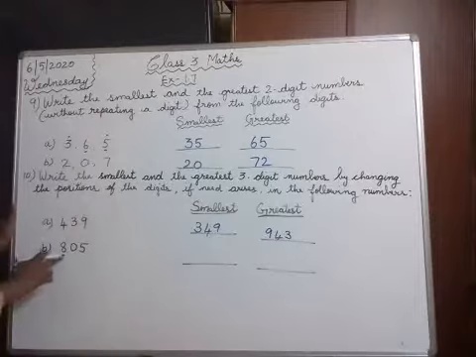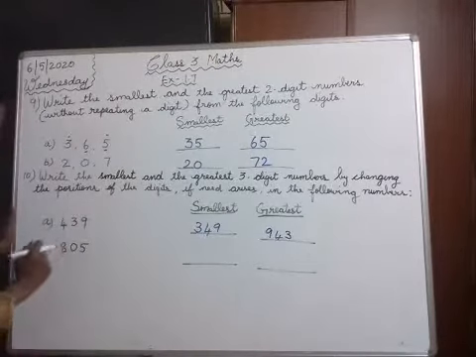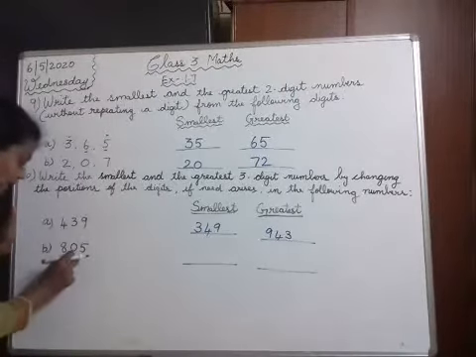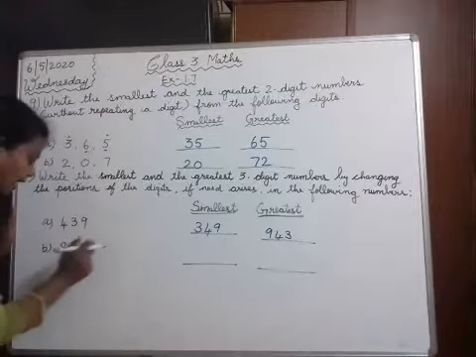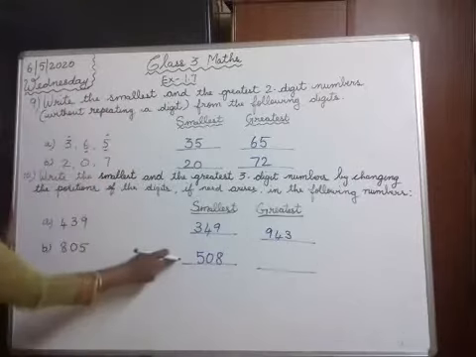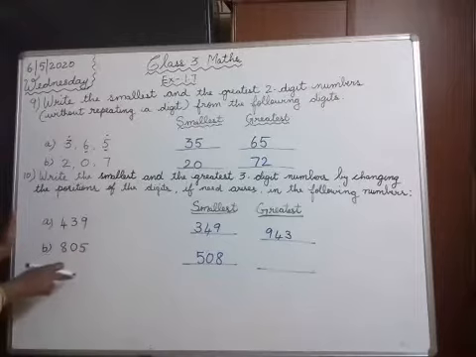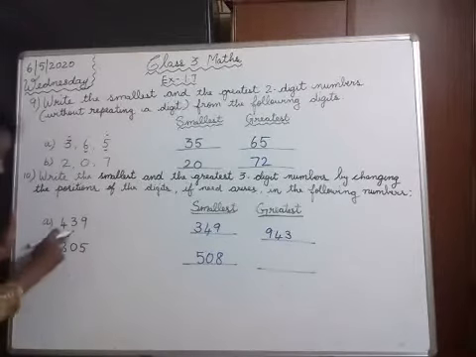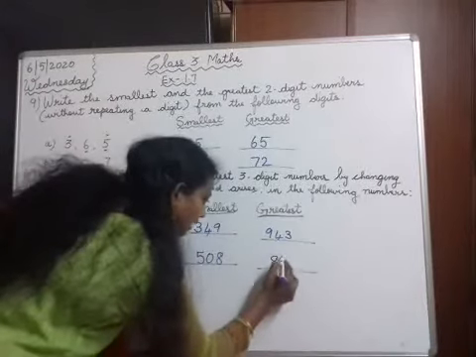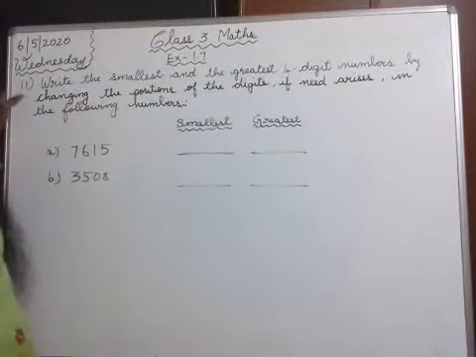Next, 805. In 805, which is the smallest three-digit number? 508. We should not take a 0 in the first place, so the next number will be 5. 508 will be the smallest three-digit number. Next, the greatest three-digit number will be 850.